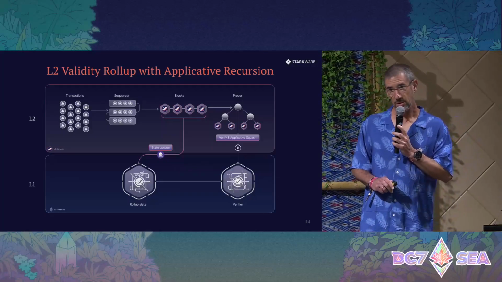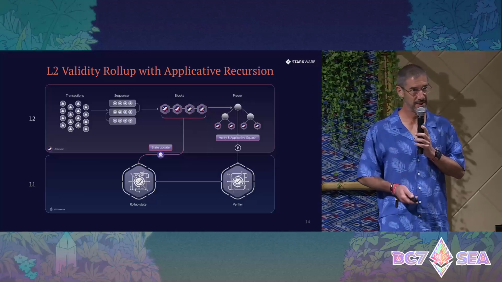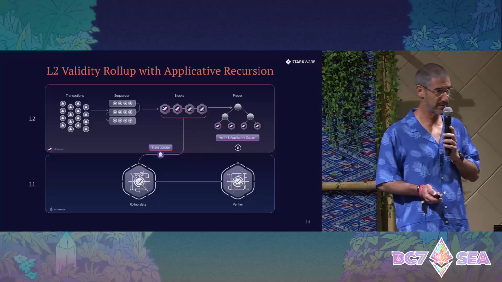So now, a validity rollup looks like this. You have the transactions. As you know, they're sequenced and executed, put into blocks.